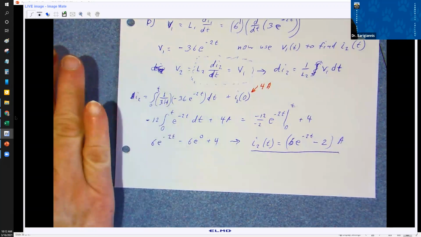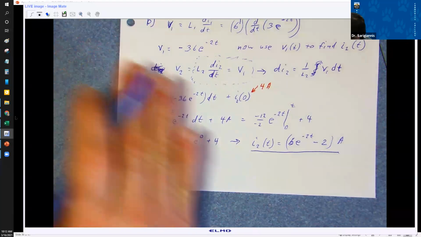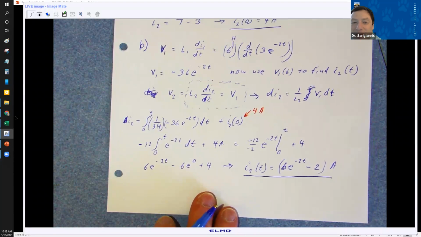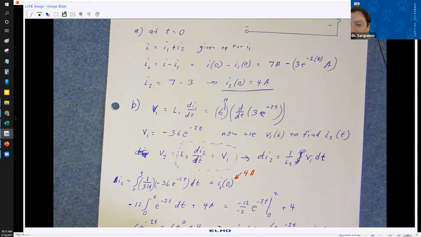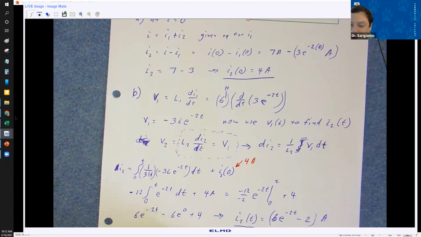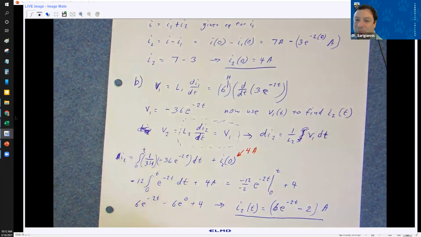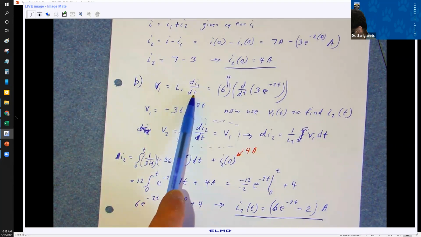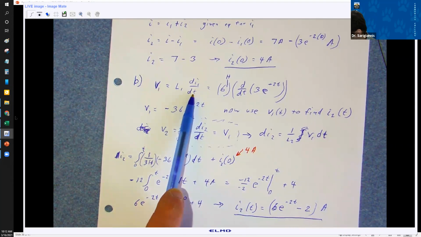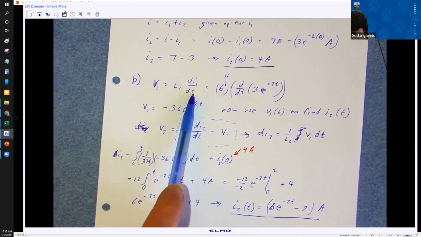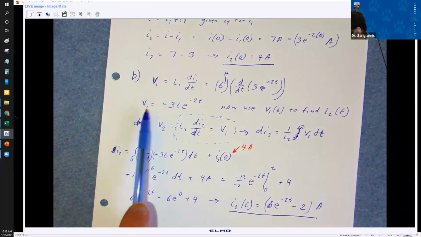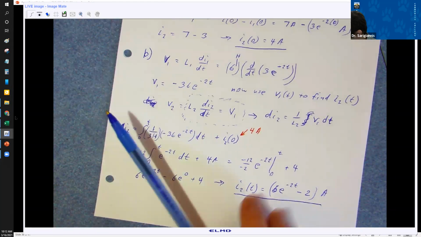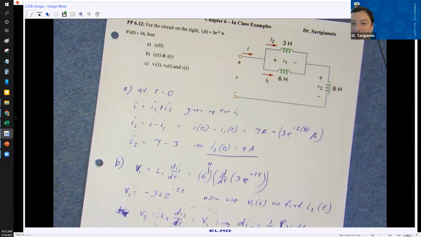Notice we didn't do anything new here. All we did was use a current balance at the node to figure out what the relationship between the two currents is initially, right? And then we said, with time, we know the relationship between voltage and the change in current with time. We have a function for the current, right? We can find the function for the voltage, V1. And then we know V1.